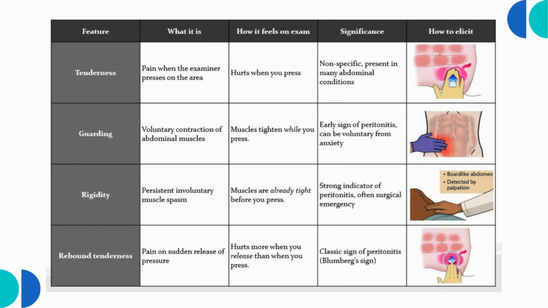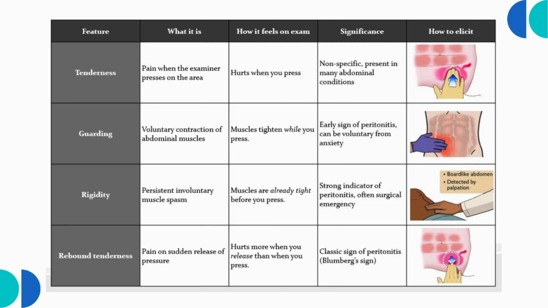Now comes rigidity, which is much more serious. Unlike guarding, rigidity is persistent involuntary muscle spasm. Here, the muscles are already tight before you even press. This creates a board-like abdomen, which is a strong indicator of peritonitis, often a surgical emergency. If you find rigidity on abdominal examination, you should suspect peritoneal irritation and act fast.